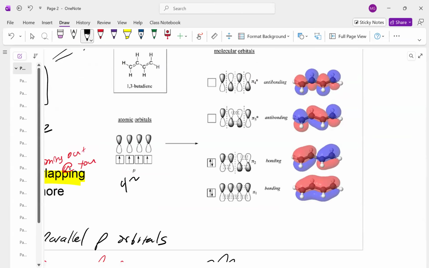So four pi electrons and four p orbitals. And we're going to make four molecular orbitals out of them. And I want you to look at the first two molecular orbitals here.